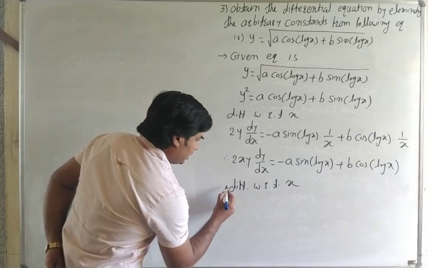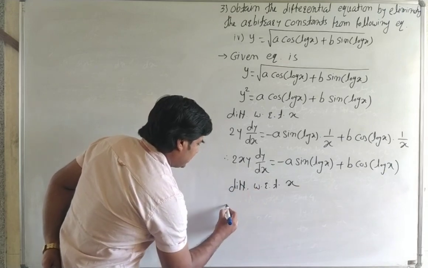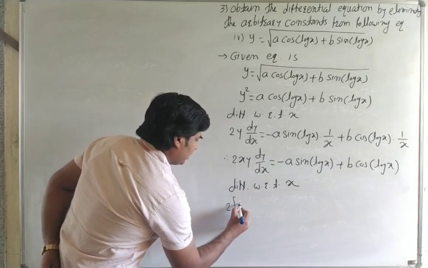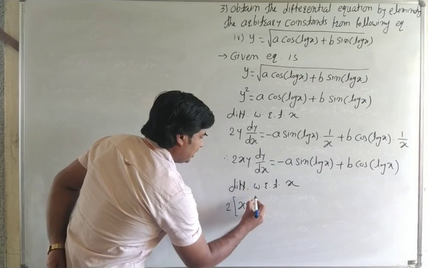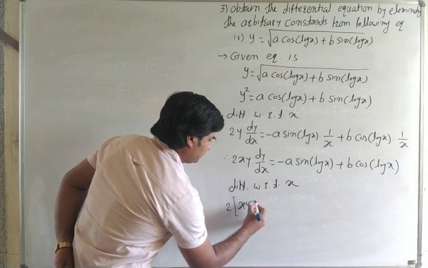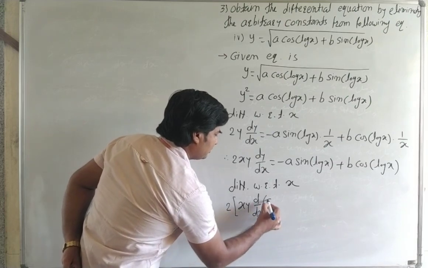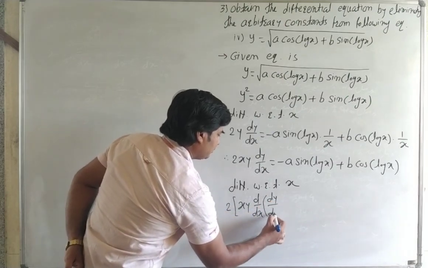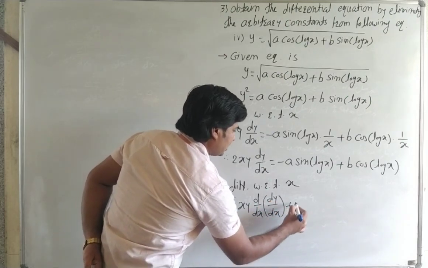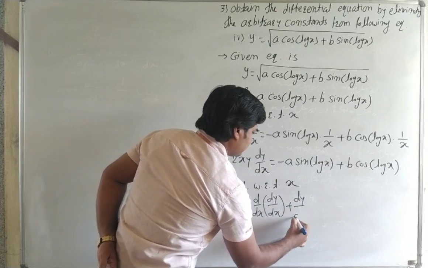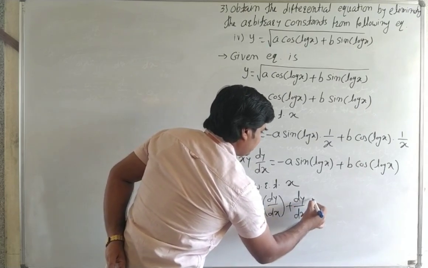Okay. Now differentiate with respect to x. It is 2 as it is. Here first function as it is into derivative of the second function. Here derivative of the second function is d2y by dx2, plus second function as it is into derivative of the first function.